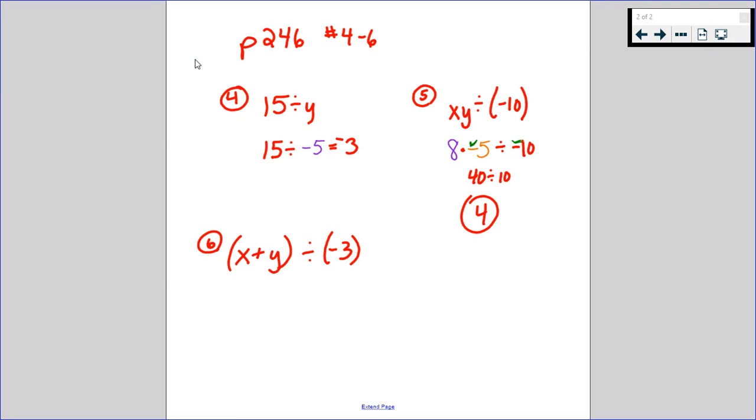So let's do our substitution. We've got x is worth 8. We've got y is worth -5. And everything else in the problem stays as it was. I'm not going to put the parentheses down for the -3.